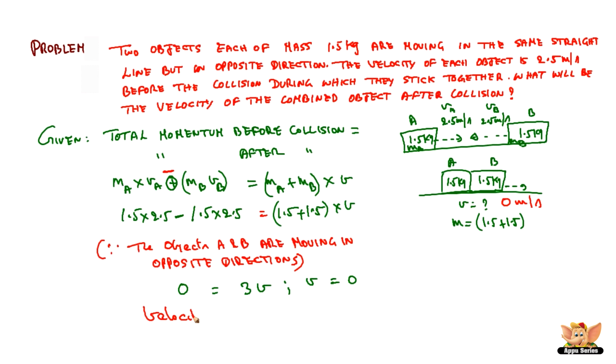So the velocity after collision is 0 meter per second, and this is so mainly because A and B are moving in opposite directions. So the total momentum, instead of plus, it becomes minus.